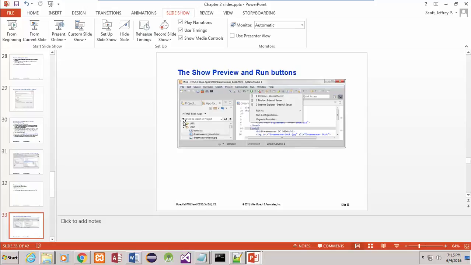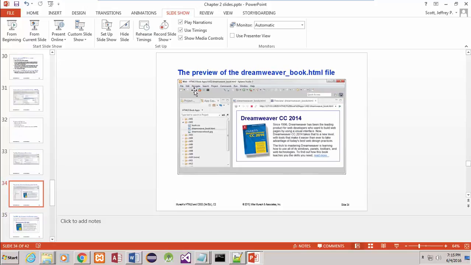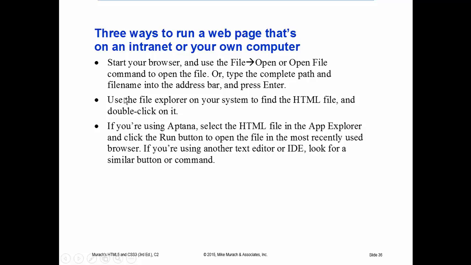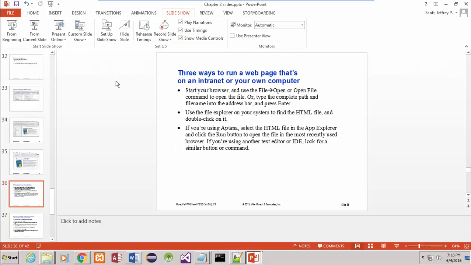All right, the show preview and the run buttons, again, more Aptana stuff. Let's jump all the way up to the slide right here: three ways to run a web page that's on the internet or on your computer. Don't worry about the Aptana way, but let's just look at it.